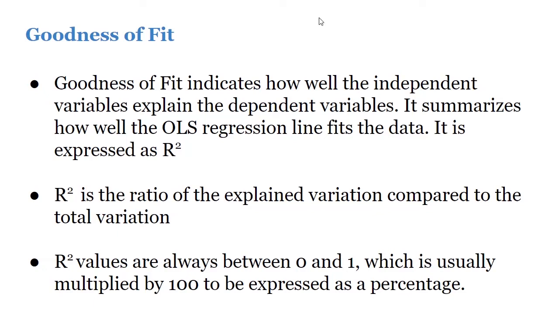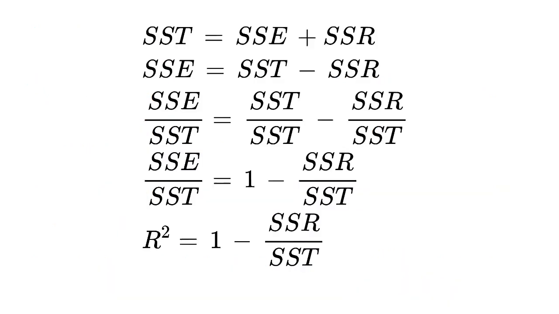It is expressed as R square, and R square is the ratio of the explained variation and the total variation. That is, R square is the ratio between SSE and SST. Its values are always between 0 and 1, and it is usually expressed as a percentage. Now we are going to see the equation of goodness of fit.